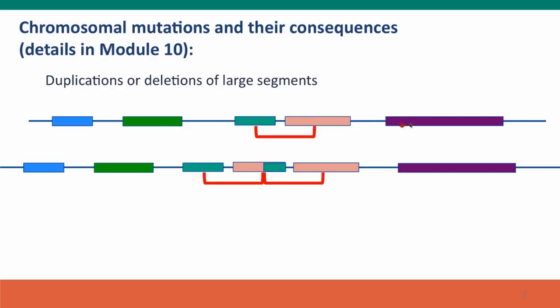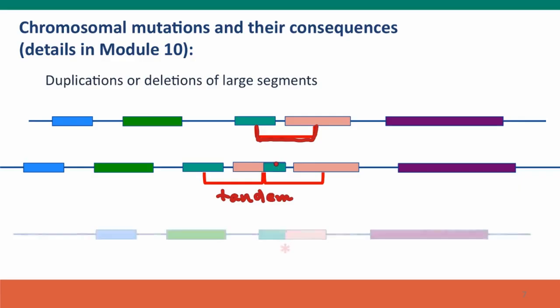So here's a duplication where this segment shown in red is now present twice. We call it a tandem duplication because the two copies are side by side. So we've still got a copy of the green gene and the pink gene, and we've got a new gene, a hybrid gene, whose first half is of the pink protein and the second half is the green protein. If the reading frames are compatible, this may produce a completely new protein.